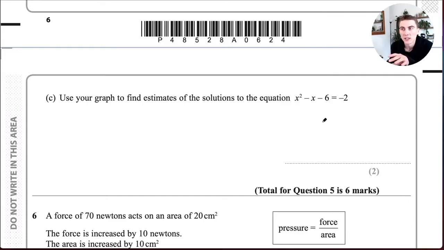But the thing to notice is that the x squared minus x minus 6 bit, that's the graph that we just drew. And this here is almost like another graph. So you can imagine that we have y equals x squared minus x minus 6, which is the curve we drew. And then over here we have like y equals 2. So these are our two different equations for our two different lines. So all we have to do is plot both of these on the same graph and see where they cross.